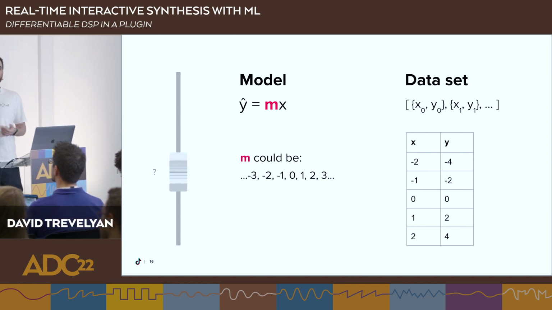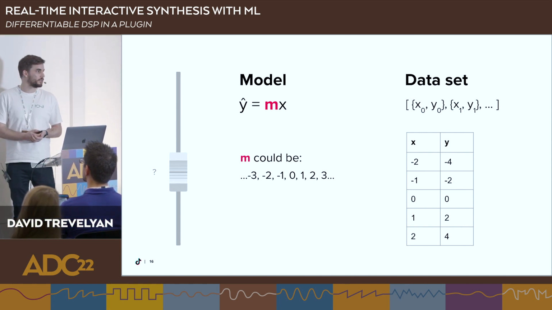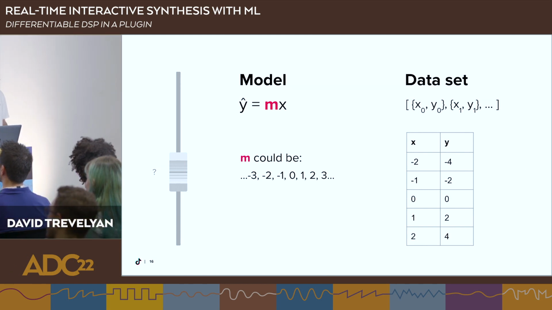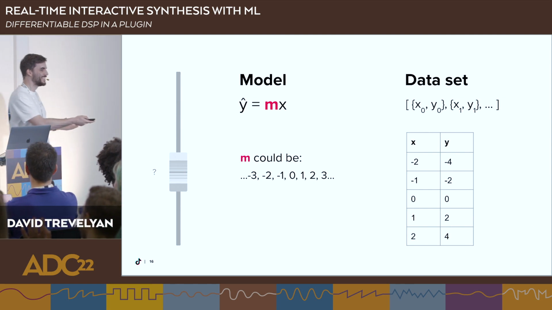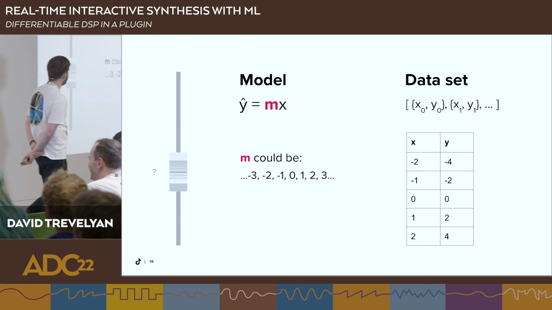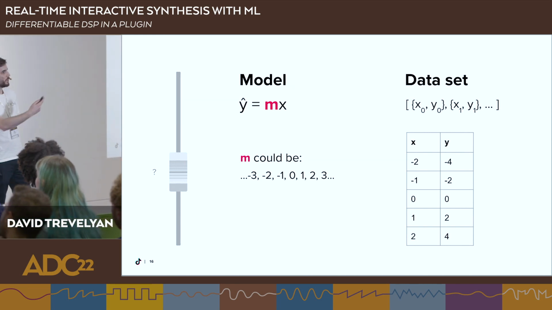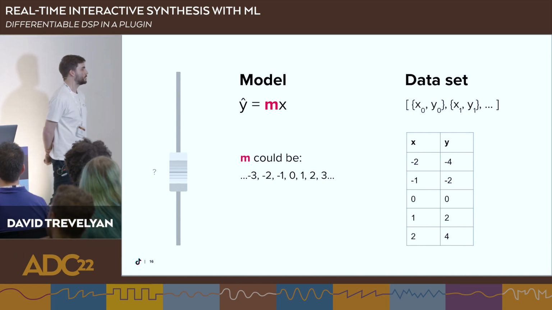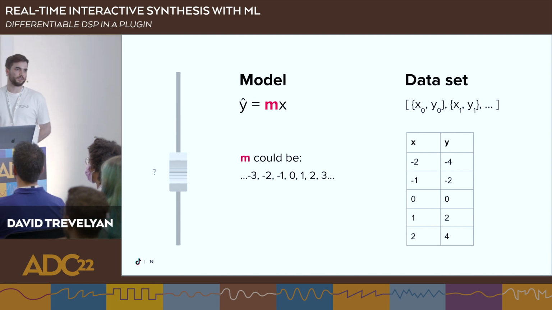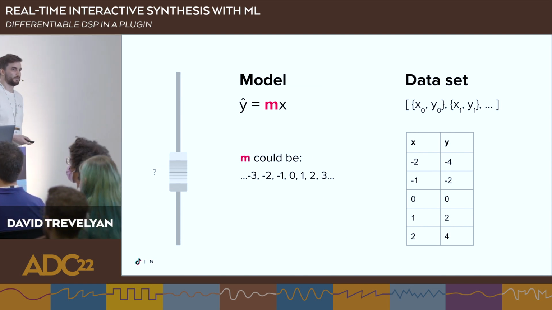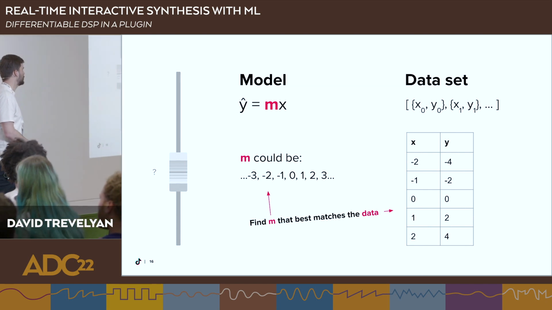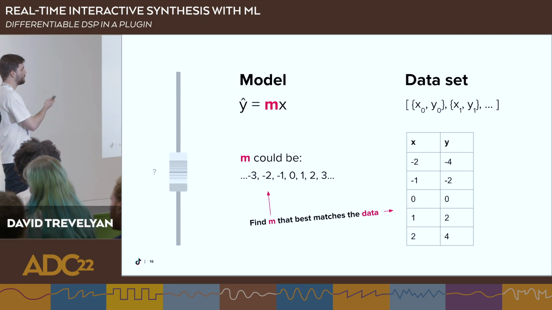I'm sure those of you in the room who are humans can see what M is. As a show of hands, who can see what M is? Thank you very much. Anybody? 2, yes, absolutely. It is definitely 2, and you are a smart human, and you can see that straight away. But what if you're not a smart human? What if you are a machine that only follows instructions? How do we find m is equal to 2? That's our task. The task is to find our parameter that best matches the data.